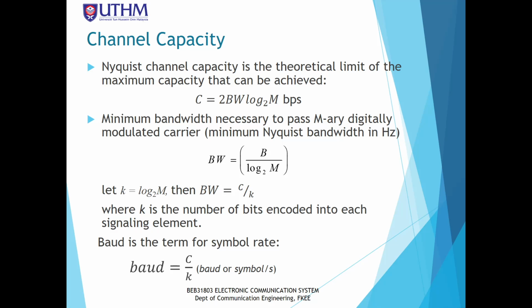Okay, so capacity is equal to 2 power of bandwidth log base 2 of M in term of bit per second. Okay, so the minimum bandwidth necessary to pass the M array, dipanggil M array yang tadi saya tunjukkan, MASK, MPSK, MFSK, digital minimum Nyquist bandwidth. So bandwidth is equal to this is the bit rate divide with the log 2 base M. So ini adalah bit rate.